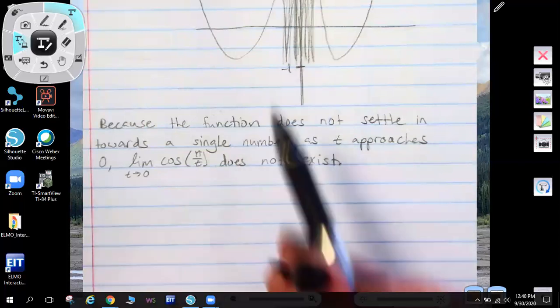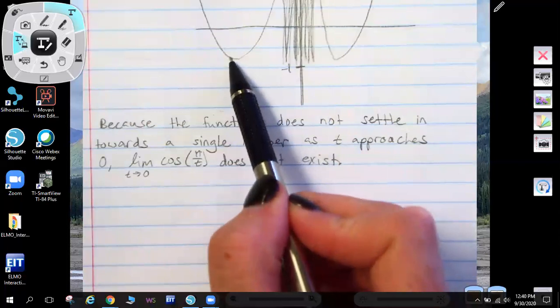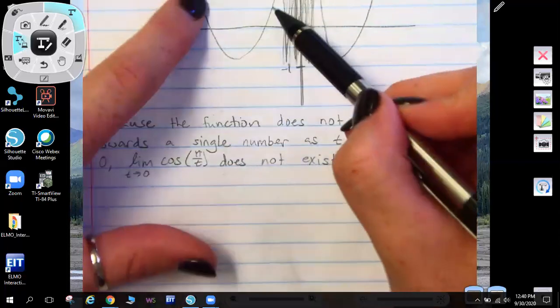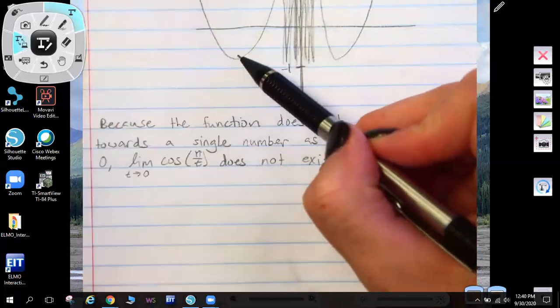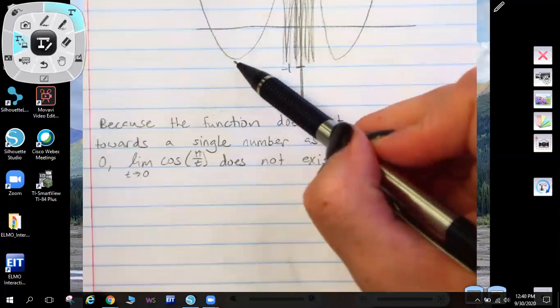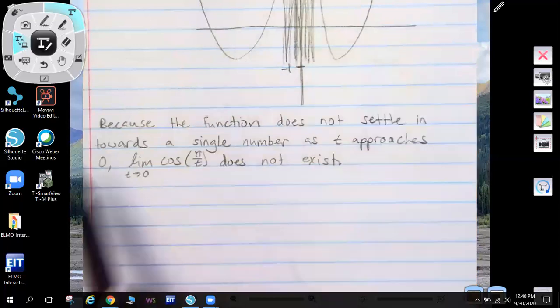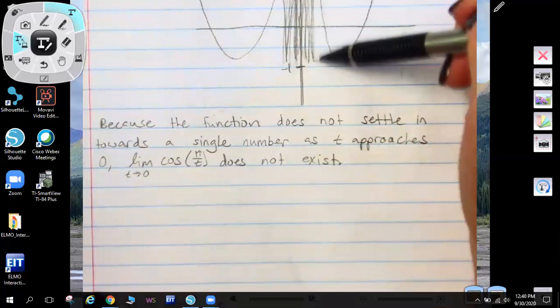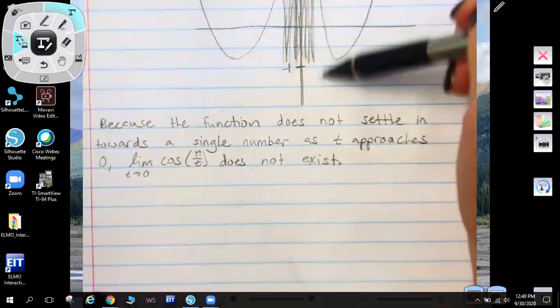We could probably find the limit if we looked at an x value over here somewhere, because the function's nice at this point. We could find a limit where x equals, what, probably -2 or something. But since the x value in question was 0 and our function is going crazy when x is 0, there's not a limit at that point.